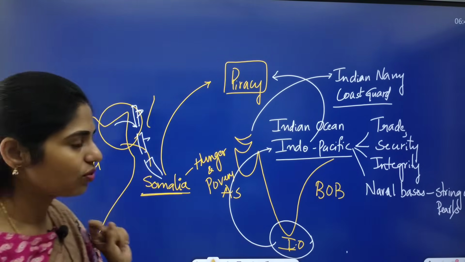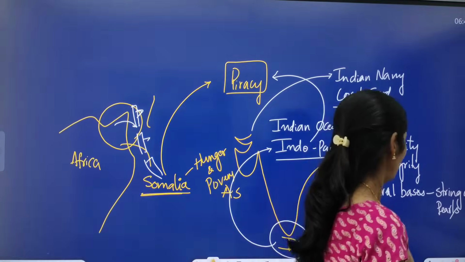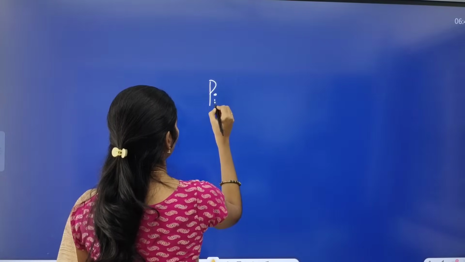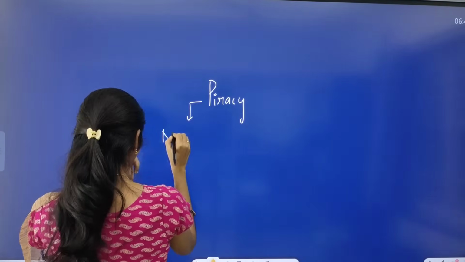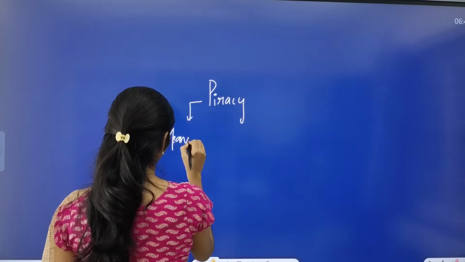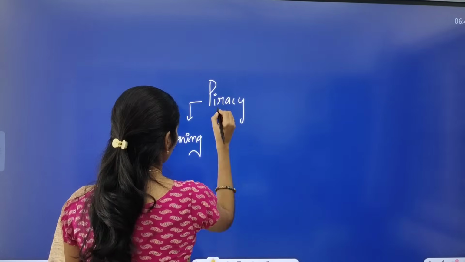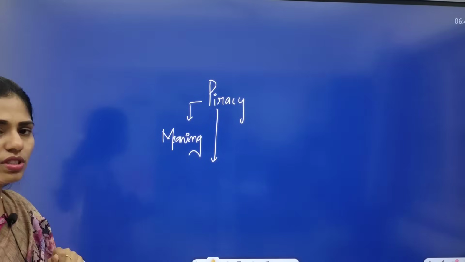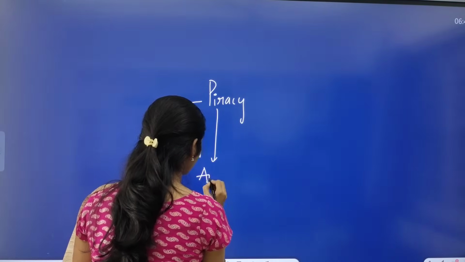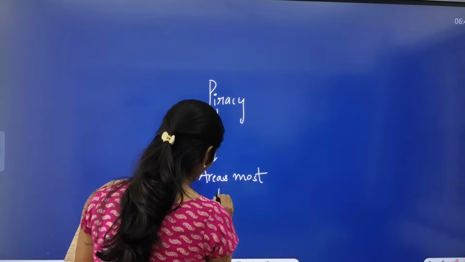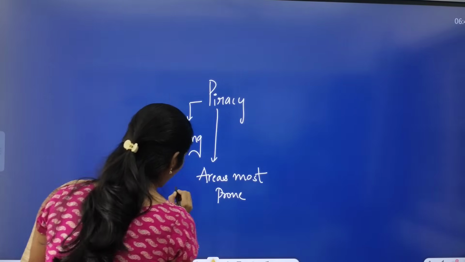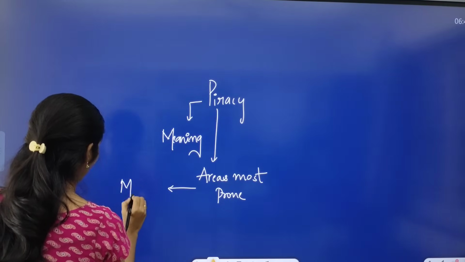Now let us see what dimensions we can think of from this article's point of view. It is talking about piracy. You have to understand the meaning of piracy. And you have to see which are the areas most prone to this piracy. Here you have to draw a map as well.